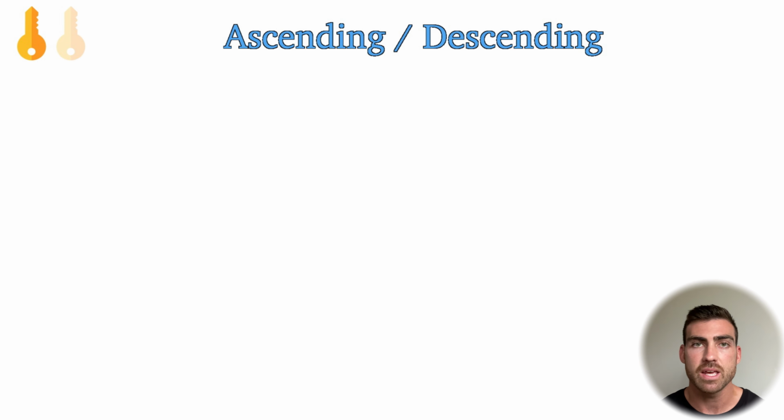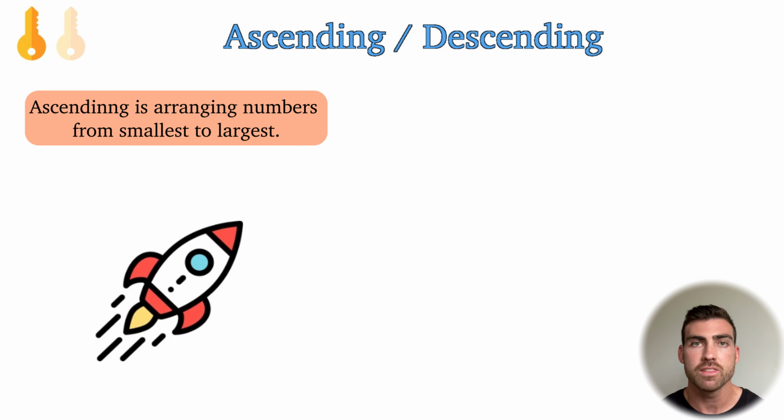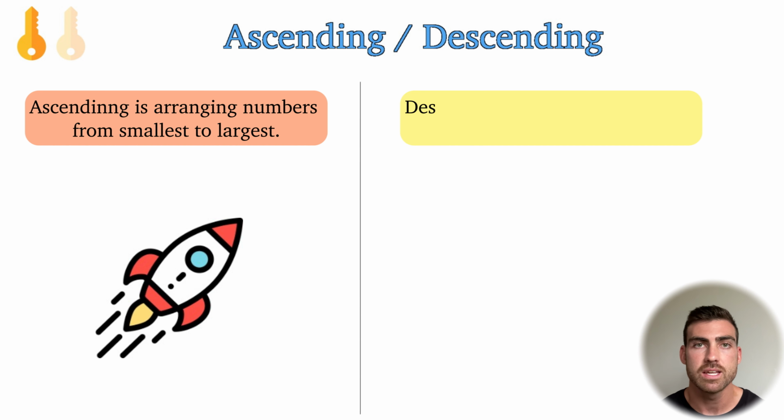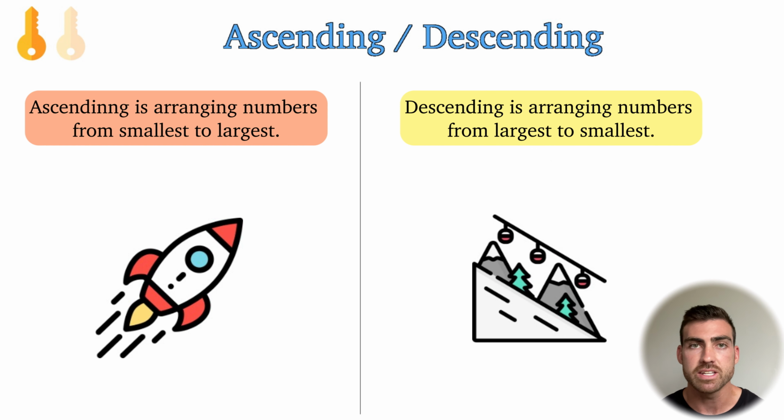Next, we need to understand what ascending and descending is. Ascending is arranging numbers from smallest to largest. Think of it like a rocket ascending to space. Descending is arranging numbers from largest to smallest. Think of a cable car descending down a mountain.